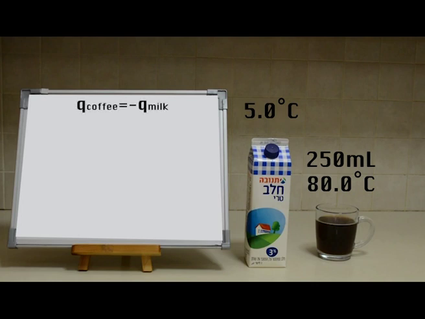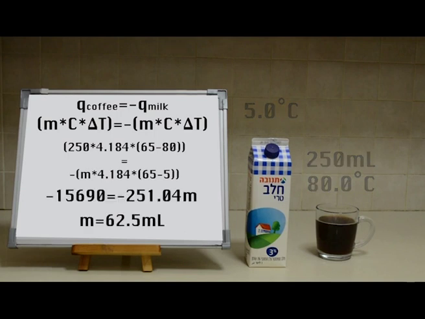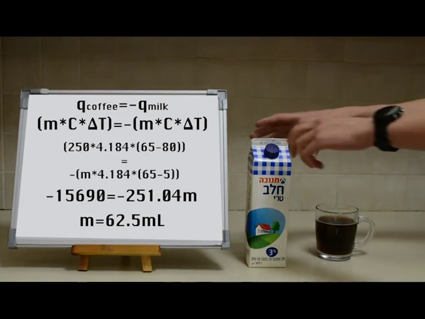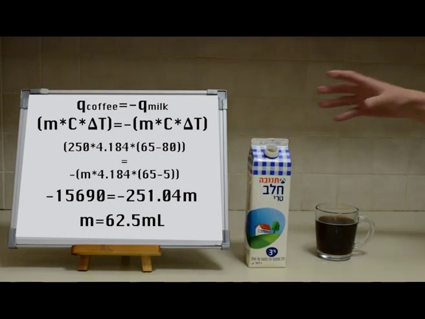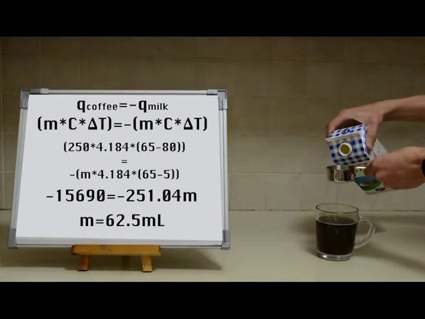Q represents the heat transferred. This equation can be rewritten. Once we have the mc delta T equation, we can plug in our known variables. Notice that the mass of the milk is left as a variable. We can then solve the equation. So, the amount of milk needed to cool down the coffee to 65 degrees Celsius is 62.5 milliliters.